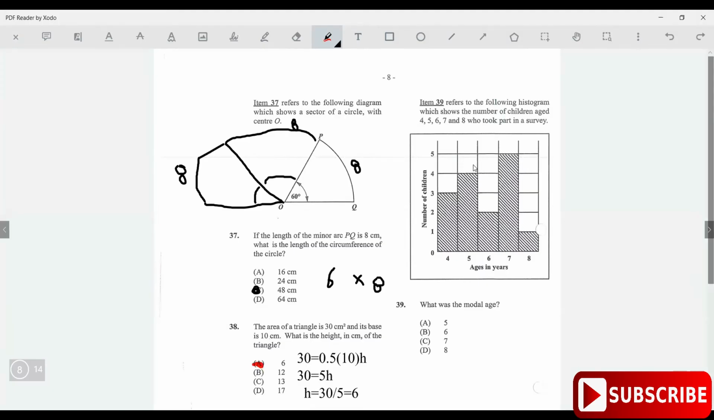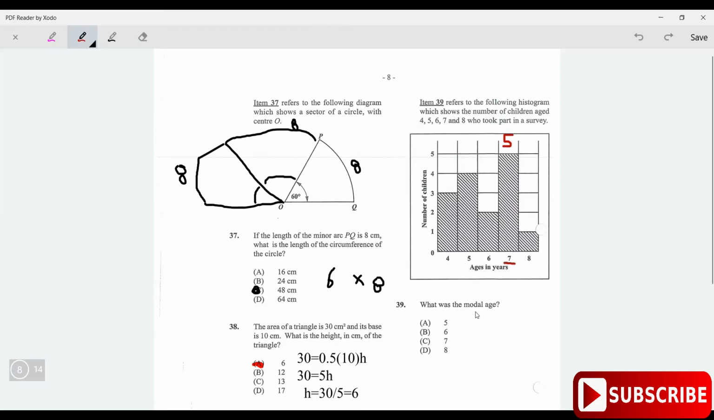Moving along. This is a repeat question again. Mode: the mode is the one that occurs most frequently. The most frequent age group is 7. This is a repeat of, I believe, 2017.